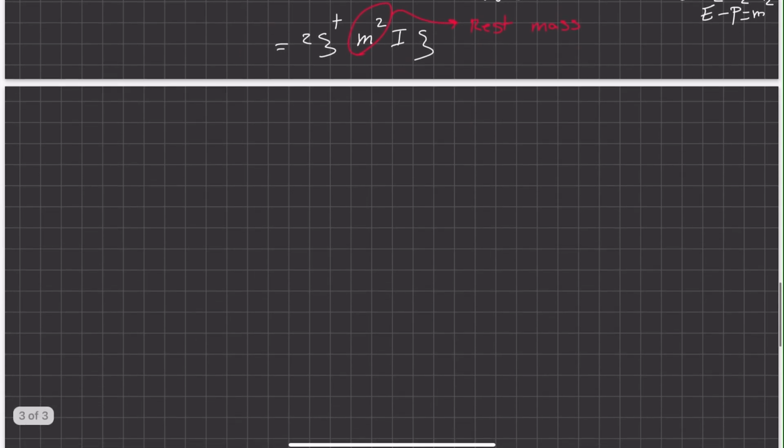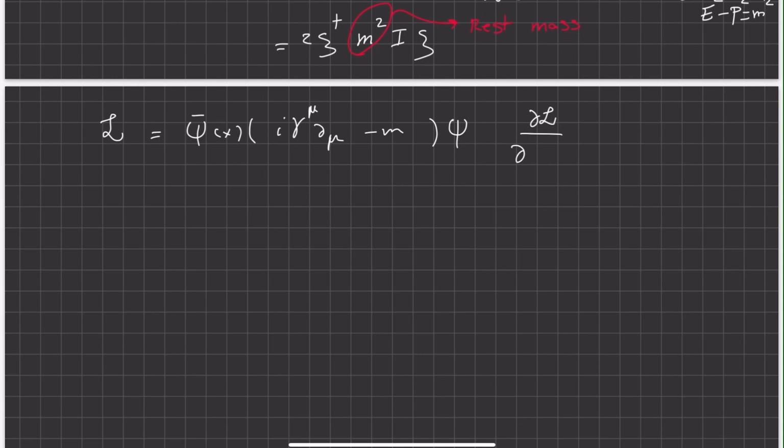So anyway, the Lagrangian is going to be psi bar of x, the Dirac operator minus m, times psi. And just to mention, the derivative of the Lagrangian with respect to the derivative of psi bar is equal to 0. So the Lagrangian doesn't have explicit dependence on the derivative of psi bar. But this is not the case for psi, and we're going to see how it is useful in the next calculation.